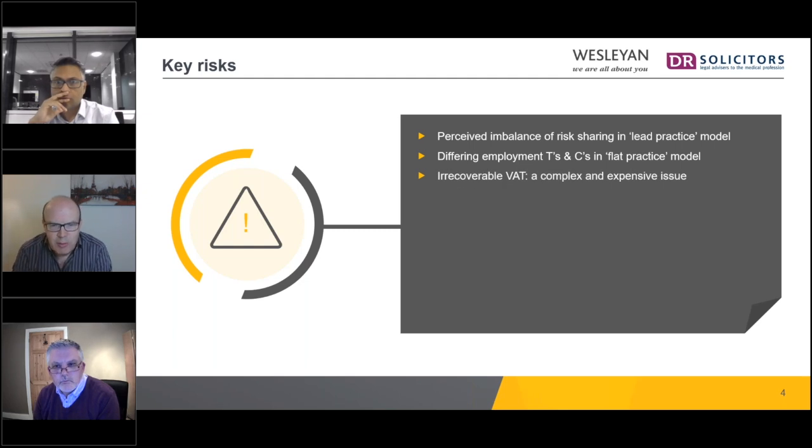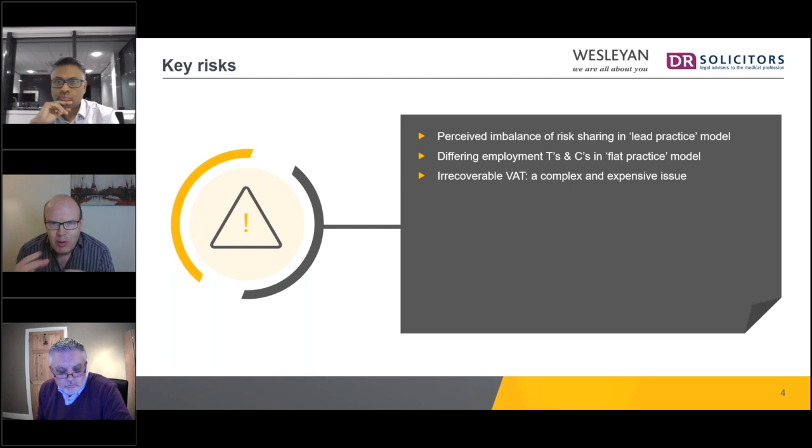Then there's the famous irrecoverable VAT problem. So VAT, I'm sure if you've had anything to do with PCNs over the last two and a half years, you're probably sick to death of hearing about VAT. The reason for that is because it's structural.